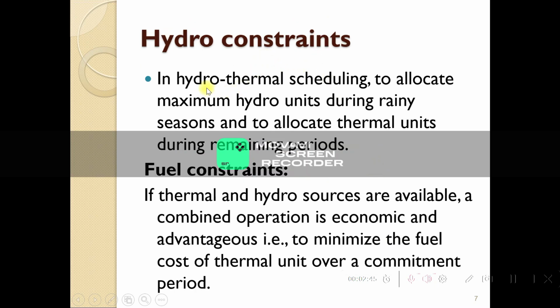Hydro constraint. These constrain hydrothermal scheduling to allocate the maximum hydro units during the raining season and to allocate thermal units during the remaining periods. Fuel constraints. If thermal and hydro sources are available, a combined operation is economic and advantageous to minimize the fuel cost of thermal units over a commitment period.